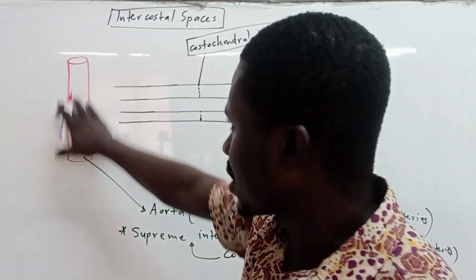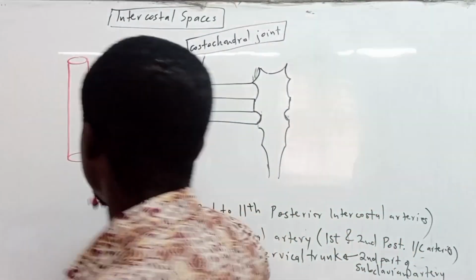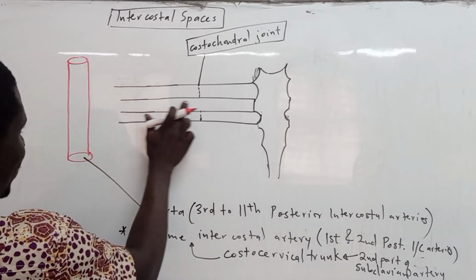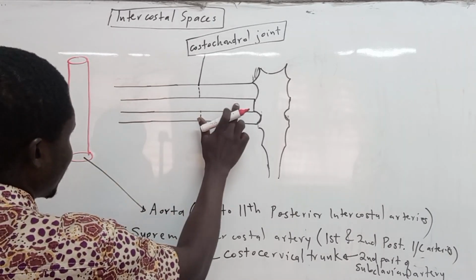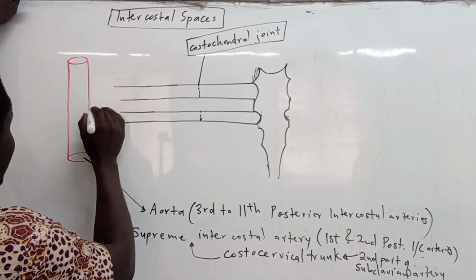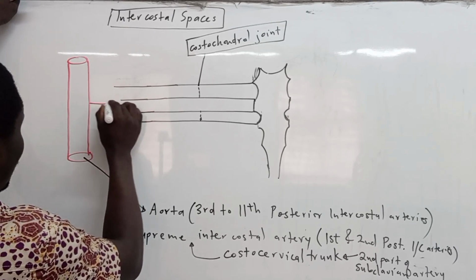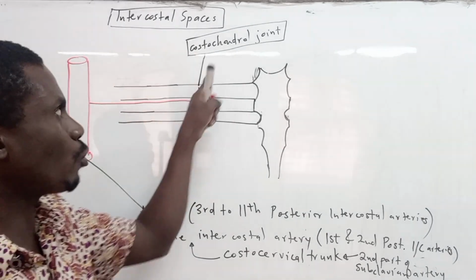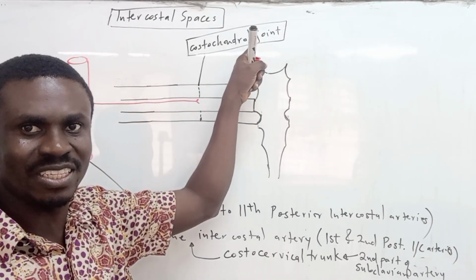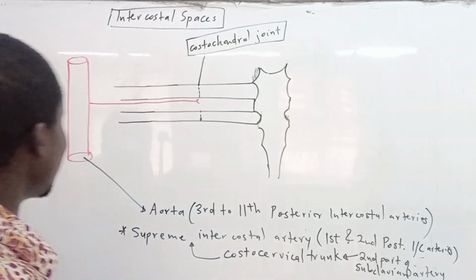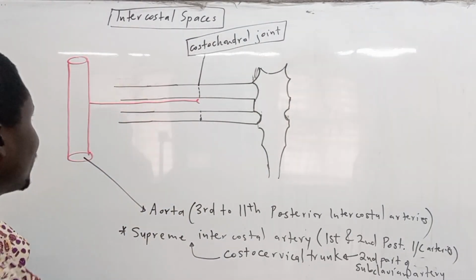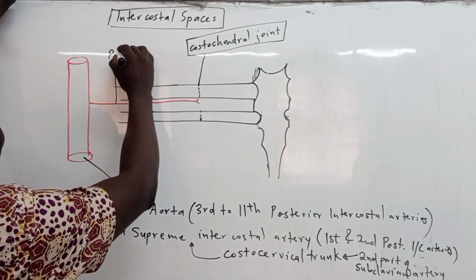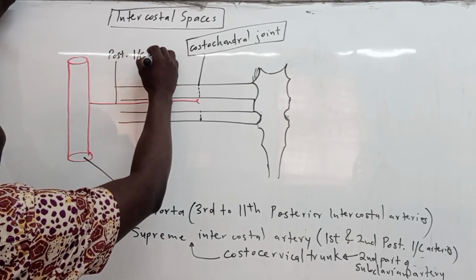Now, assuming this is, let's say, the aorta, this artery, what do we have over here? This becomes a space, an intercostal space. So I have a branch coming all the way this way, supplying till the costochondral joint. So what do you think is the name of this artery? This artery is the posterior intercostal artery.